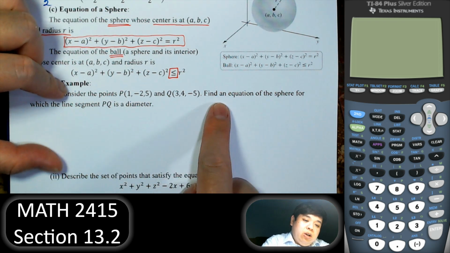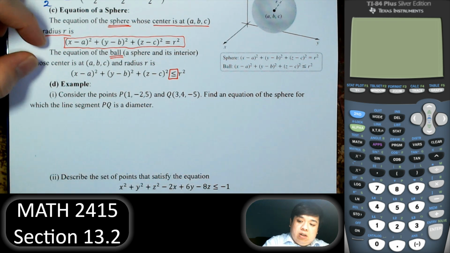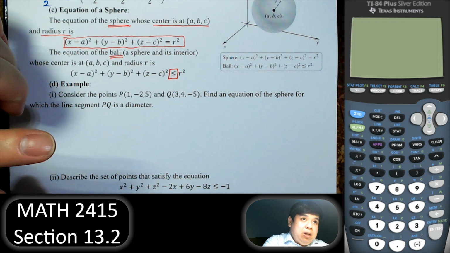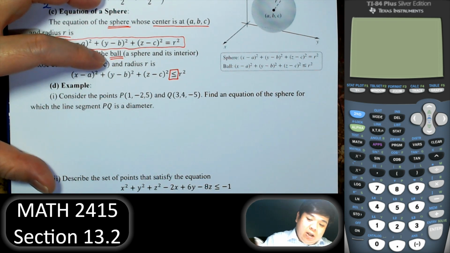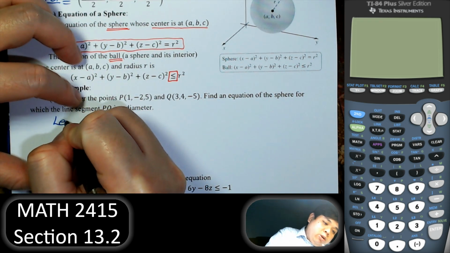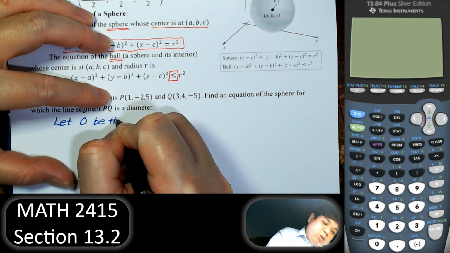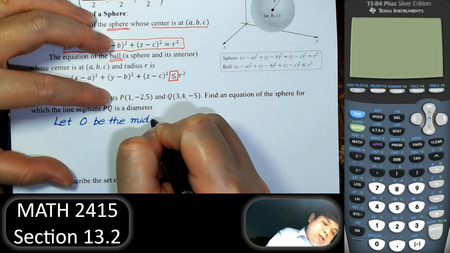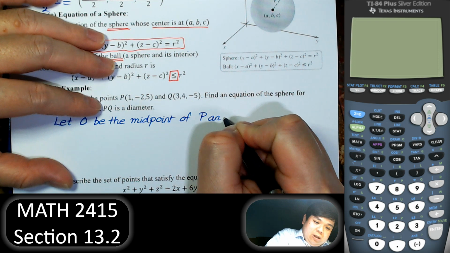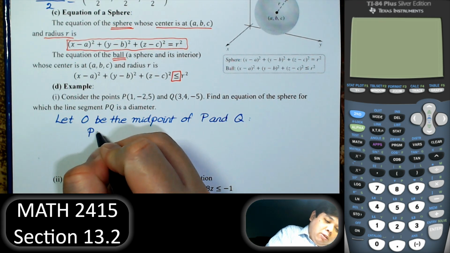Consider the points P and Q. Find the equation of the sphere with the line segment PQ as a diameter. So if we have PQ as the diameter, meaning that the center is going to be at the midpoint of the diameter, right? First of all, the midpoint of P and Q. So let O be the midpoint of P and Q. So the coordinate of O is equal to P plus Q divided by 2.